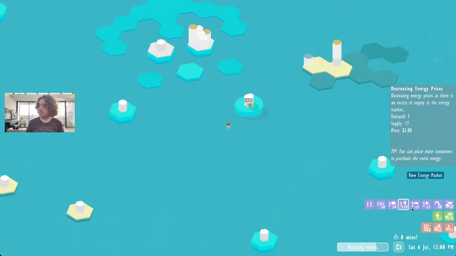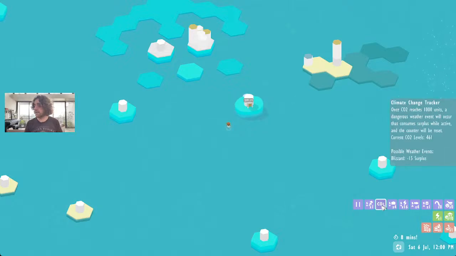The other thing that we talk about in this particular week is the concept of pollution. We have a CO2 tracker here, and we can see that the current level of pollution is 500 units, and it is going up pretty quickly. If it reaches 1,000 units, then we are going to have a weather event, a blizzard, that will reduce surplus for everybody on the planet by 15 surplus points. This is a great example of an externality.